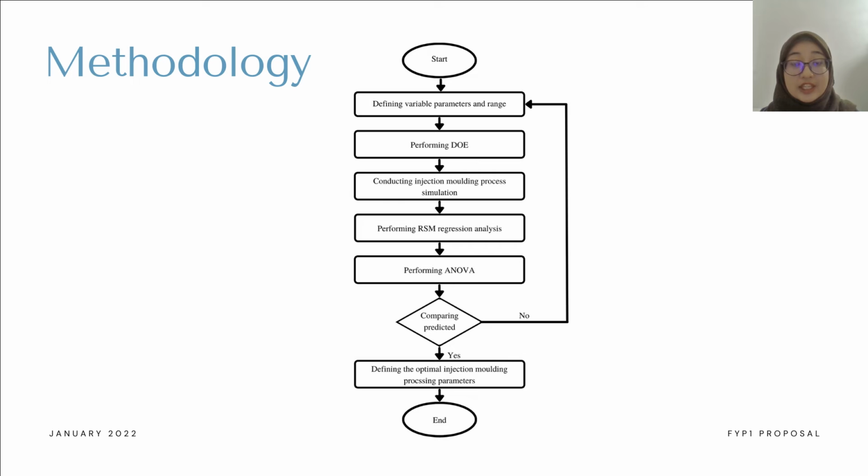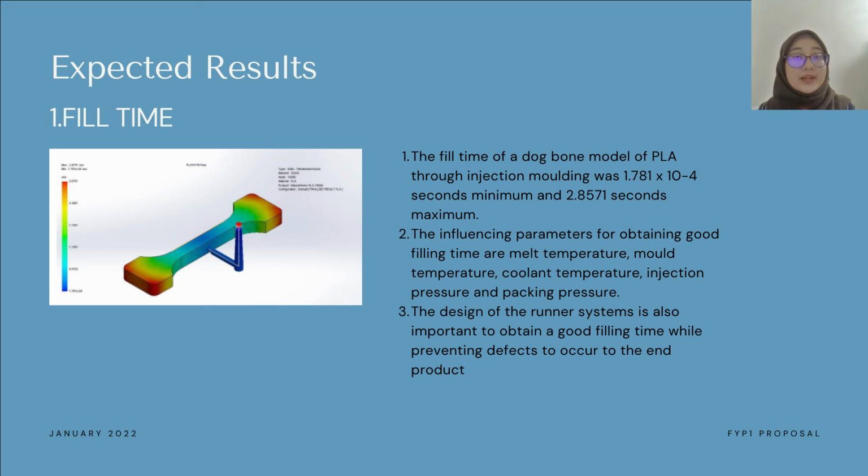After conducting the injection molding process simulation, next is the optimization, which will be performed through RSM regression analysis. After all the analysis and after the optimization, the optimum parameters are obtained. After comparing with the predicted, the optimal injection molding processing parameters will be defined. The expected results were obtained from previous studies.